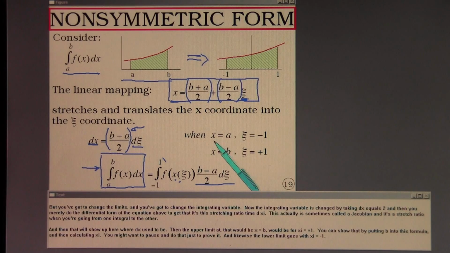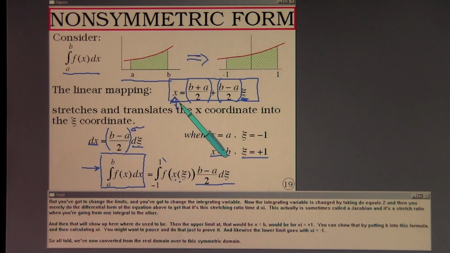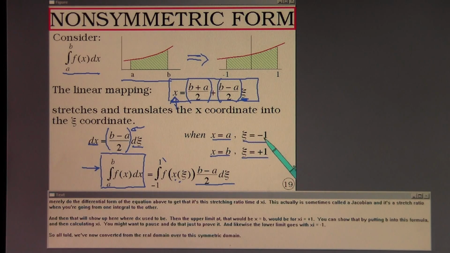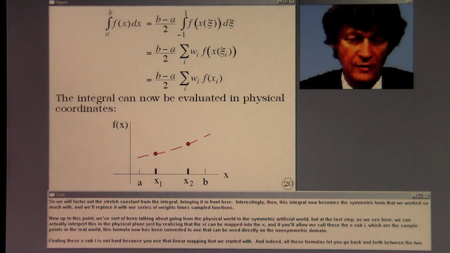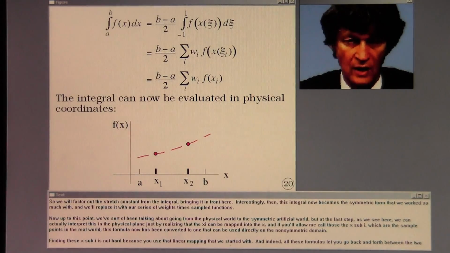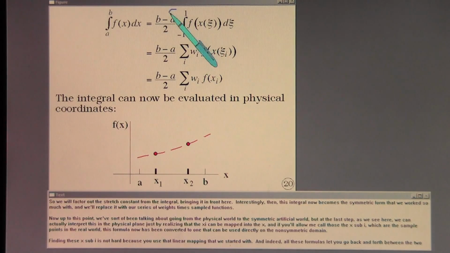Then the upper limit, that would be x equals b, would be for c equals plus 1. You can show that by putting b into this formula and then calculating c. You might want to pause and do that just to prove it. And likewise, the lower limit goes with c equals minus 1. So all told, we've now converted from the real domain over to this symmetric domain. So we will factor out the stretch constant from the integral, bringing it in front here.